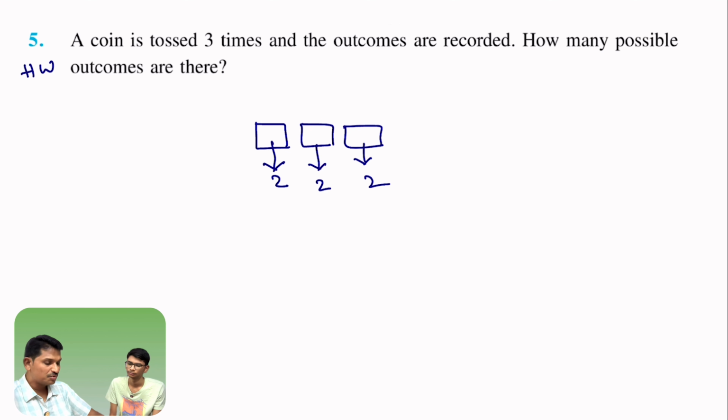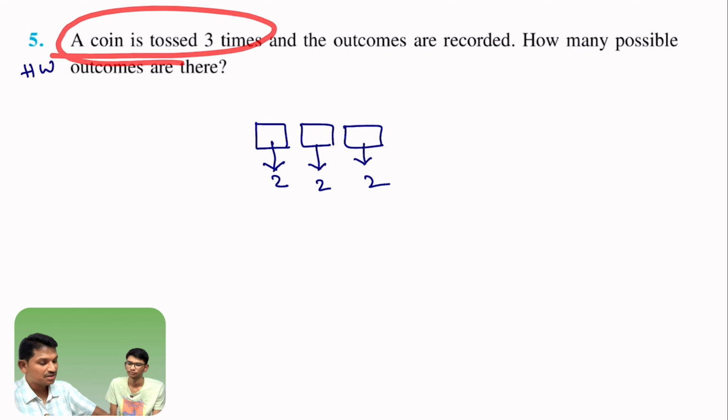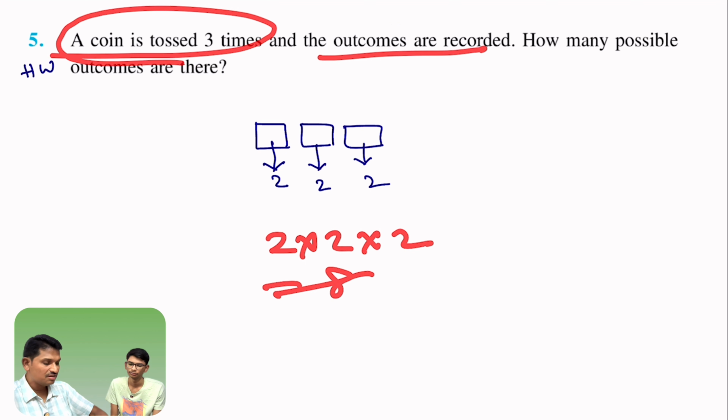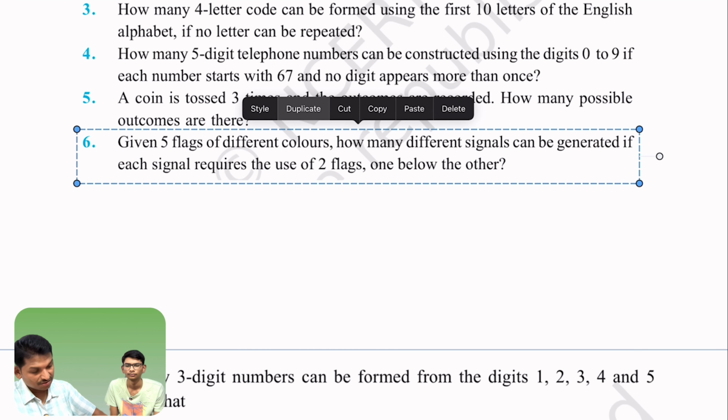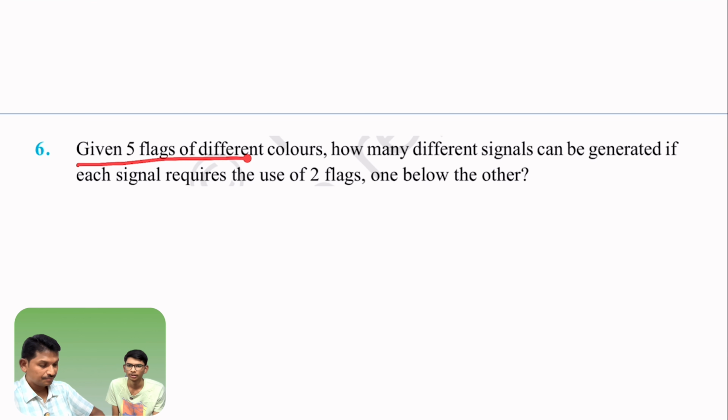By the fundamental principle of multiplication, when a coin is tossed three times, the total possible outcomes are 2 into 2 into 2, that is 8. Last question in this. Try to understand this. How many 5 flags of different colors? Look at this, what is given?